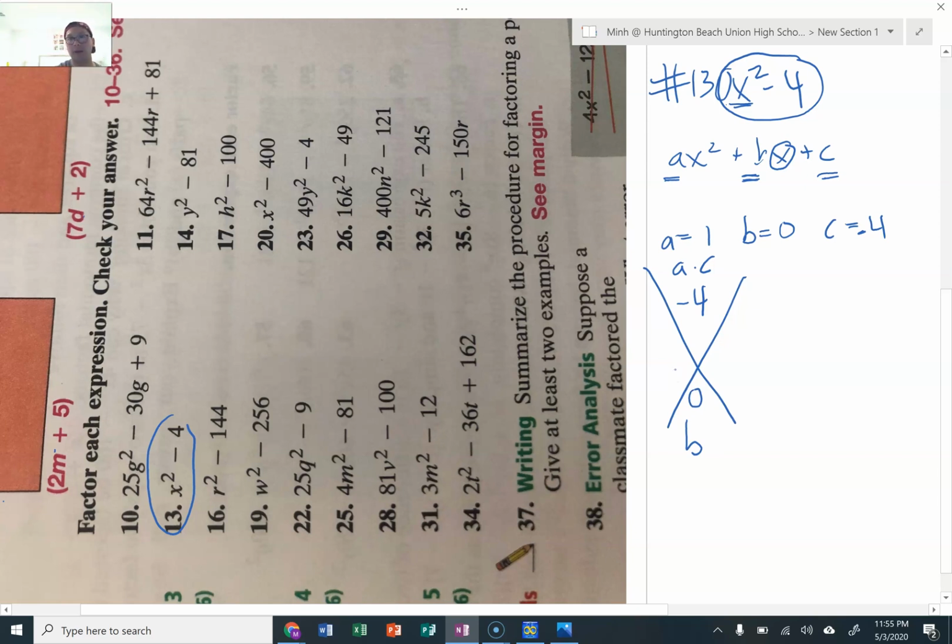So we have to come up with what times what gets us negative 4, but adds up to 0. So you have negative 2 and 2. Those are my 2 numbers. And once I get that, it's easy peasy.